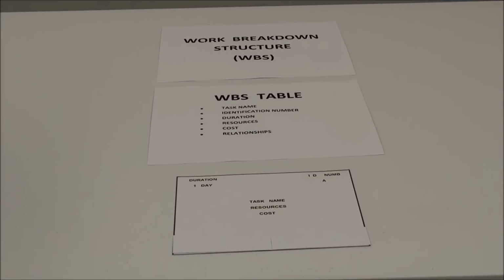We have set the WBS up on cards initially. It can be done any way: a whiteboard, a sheet of paper, or a tool like Microsoft Project. It can be done with sticky yellow notes put on a wall. It's mapping out how the project is going to go.